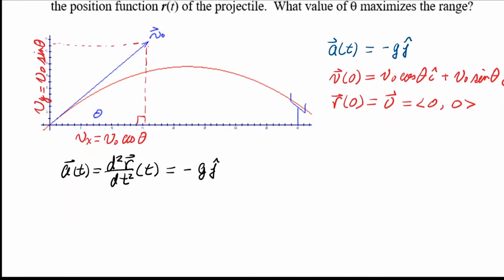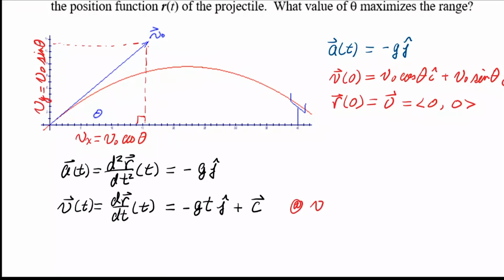We take an antiderivative. The antiderivative of this second derivative is the first derivative, that's what we call the velocity vector. And this becomes negative g t, j vector plus a constant, and that constant is a vector. You get it? Everything is a vector in this chapter. You with me?